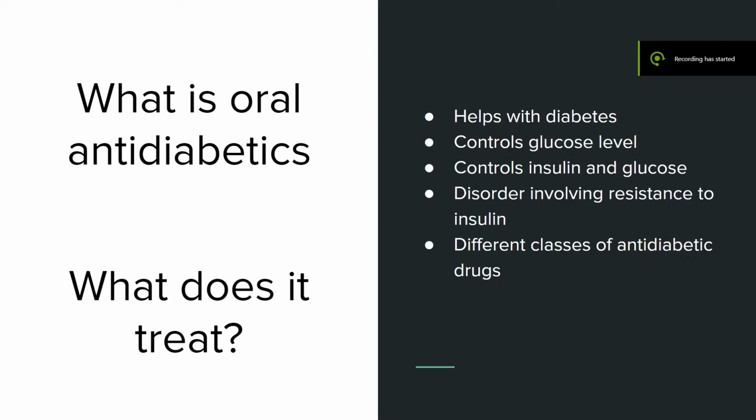Anti-diabetic drugs are medications to help people with type 1 and type 2 diabetes mellitus. Anti-diabetic drugs work by controlling the glucose and insulin levels. Today, I will be talking about drugs to help treat patients with type 2 diabetes mellitus, specifically type 2 patients who have not responded to exercise, diet, and other treatment methods.